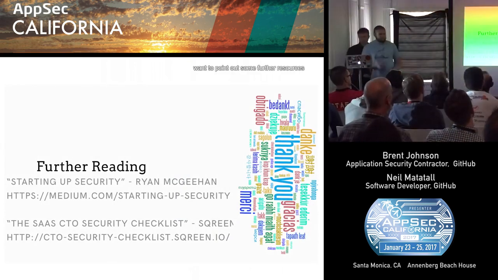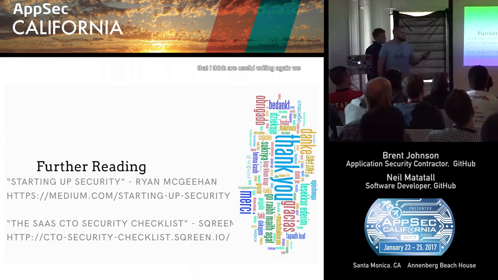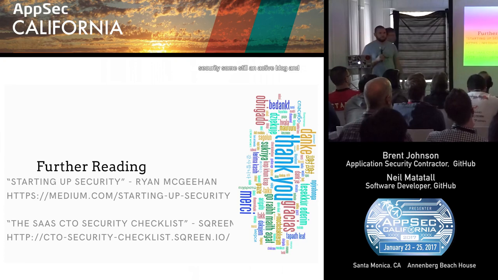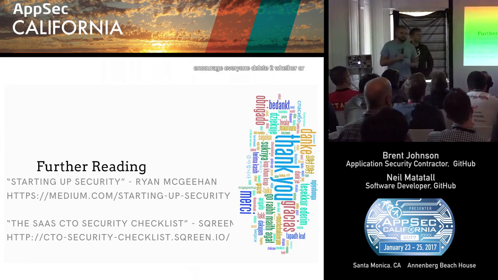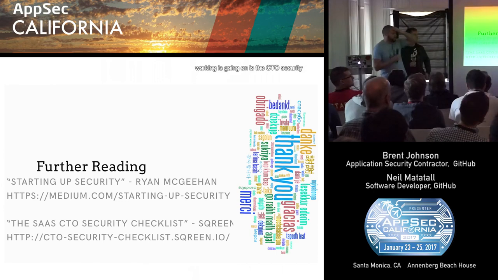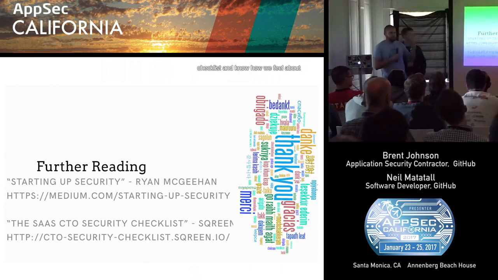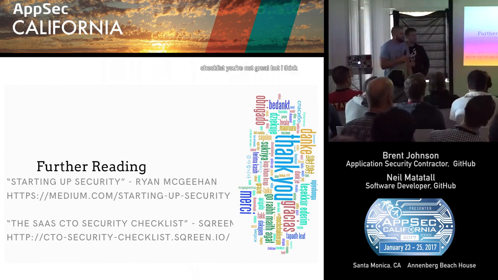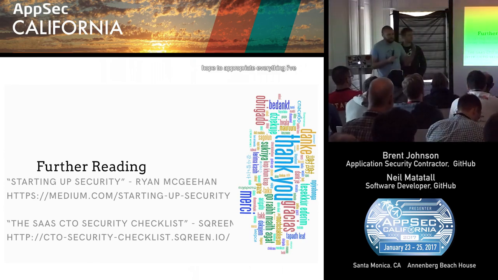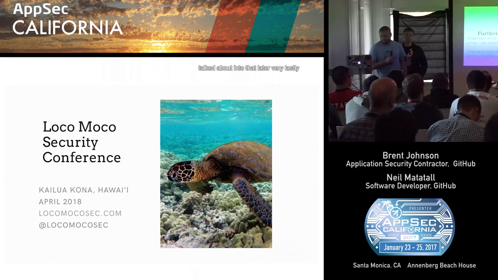I just want to point out some further resources that I think are useful. Brian Heaton, Magoo did a great series on starting up security. This is still an active blog. I encourage everyone to read it, whether or not you're in a startup or in an enterprise situation. Another thing that I've started working with someone on is the CTO security checklist. I know how we feel about checklists. They're not great. But I think this one is really off to a good start, and I hope to incorporate everything I've talked about into that later.